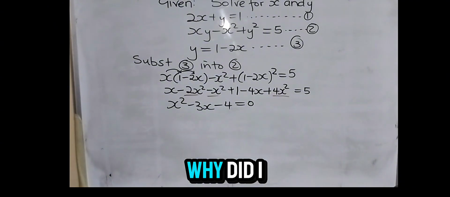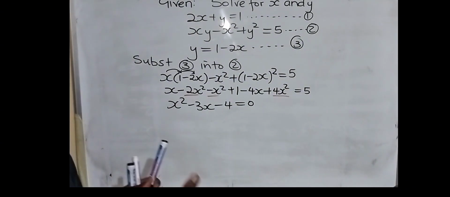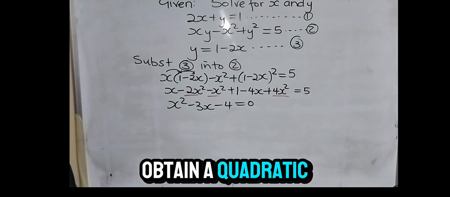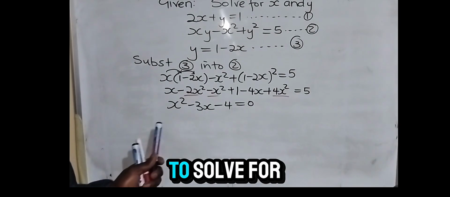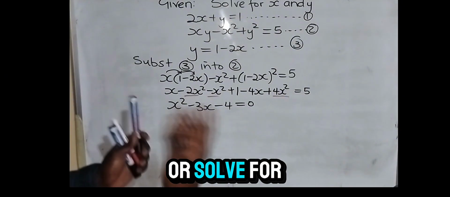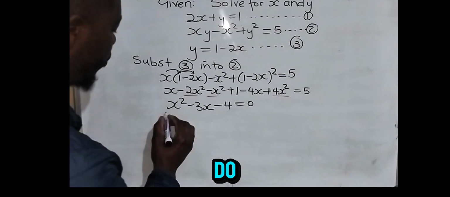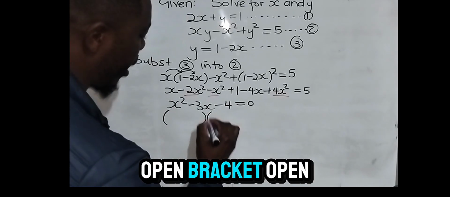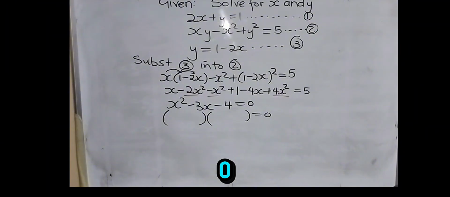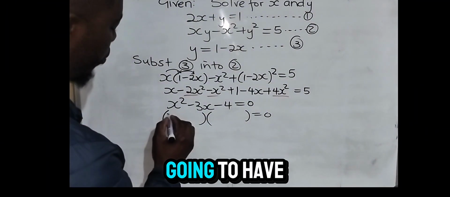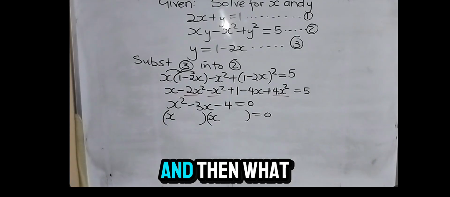Why did I do this? You see that the highest degree is 2, so we knew that we were going to obtain a quadratic. So this is actually a quadratic, a trinomial. We know how to solve for x when we get this, or solve for any other variable if it's a quadratic. So what are we going to do? Open bracket, open bracket, is equal to, and equate that to 0. And then we're going to have the value of x and x here.